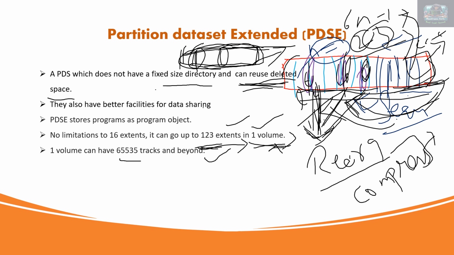And as I told you, it's not a fixed size directory. A single PDSE can have this many members: 5,22,236 members. Mostly we don't create that many members, but that is why it is described as unlimited members. Compared to a PDS, we can create unlimited members in a PDSE.